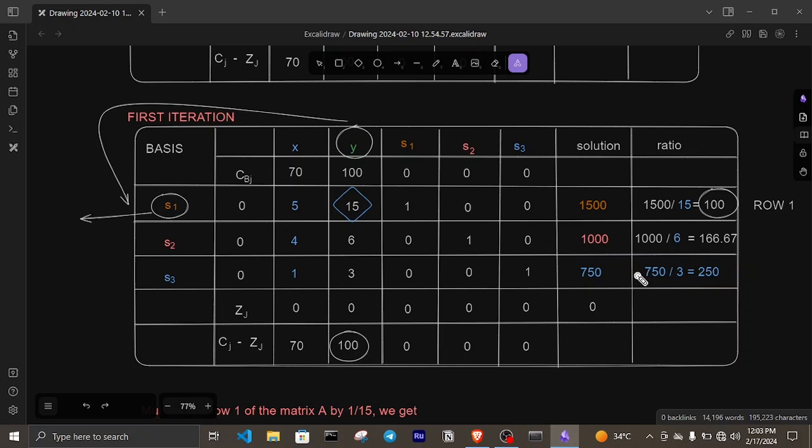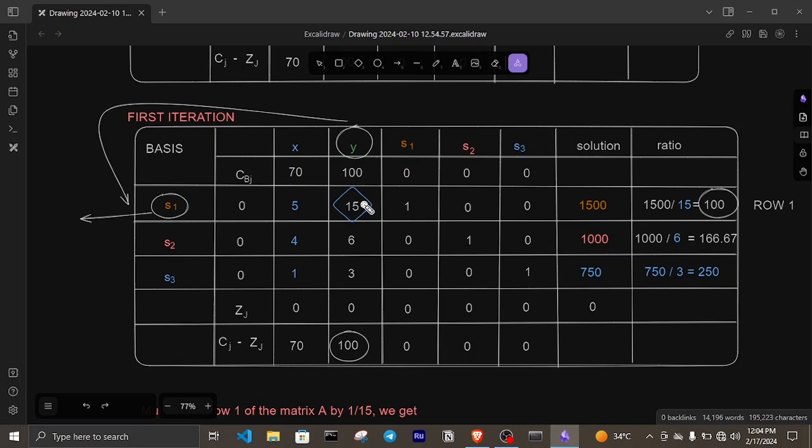Now to choose which of these is going to be our key row, you look for the value that is positive but also the lowest. So the lowest positive value is 100. So this 100, which is our first row, becomes our key row. Now we know our key row and our key column. The key row and the key column intersect at the value 15. So 15 becomes a pivot. Not to confuse you with the words, we have a key row and a key column. Where they intersect becomes our pivot. In this case, 15 is our pivot.